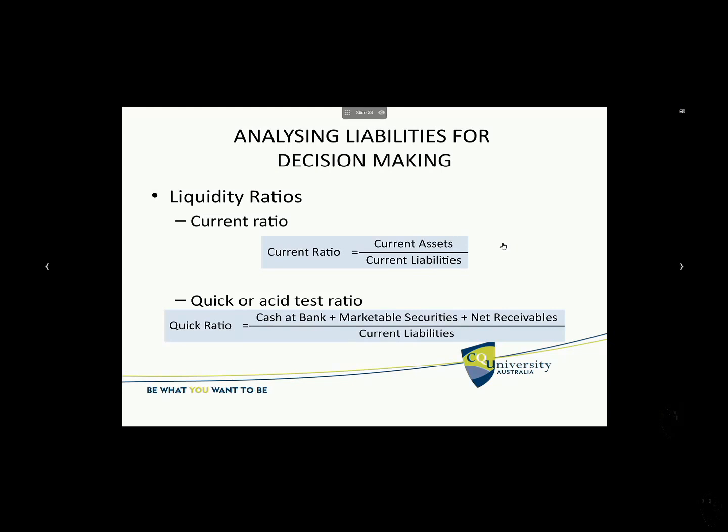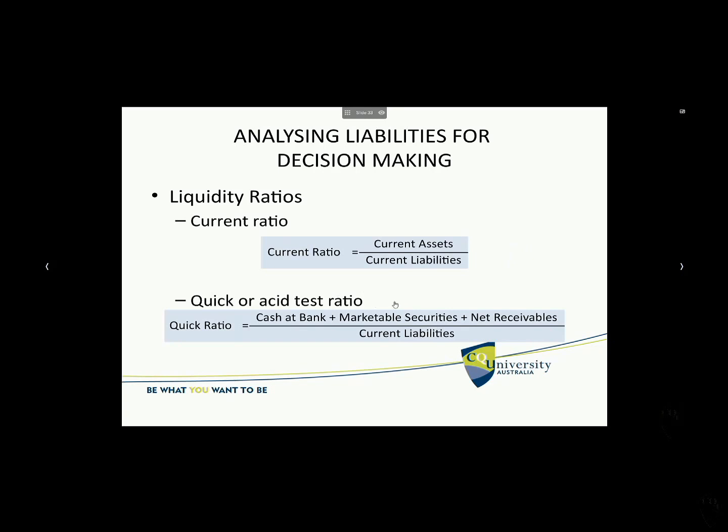Rule of thumb is the current ratio should be about 2, nice and comfortable. Less than 2, I'm starting to get a bit worried, but it depends on the industry. It's not a generalisation. It depends on the industry, but typically 2 is nice and comfortable.